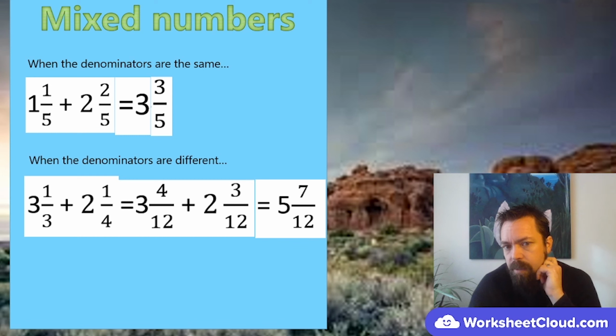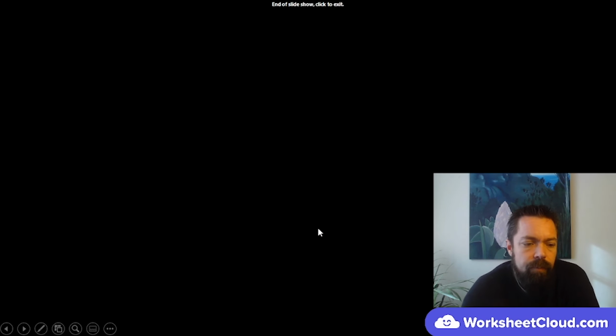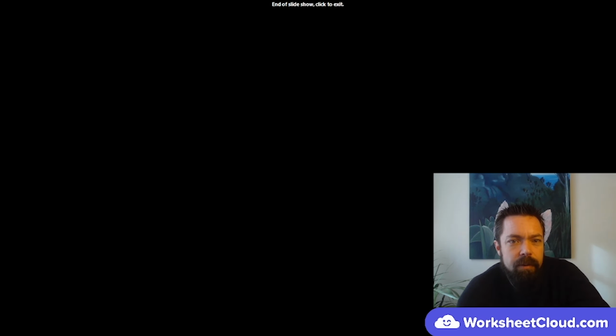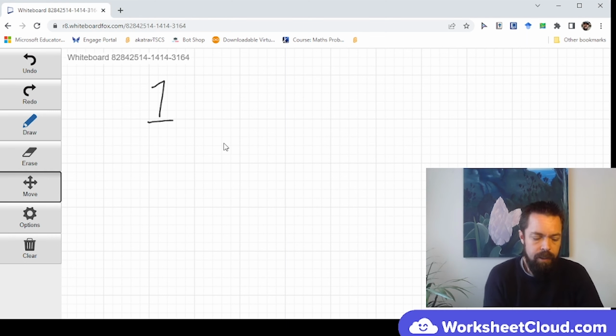Now, I'm going to do some examples with this on the whiteboard, and then we're going to come to where it's a little bit more tricky, and that is the situation where you end up with an improper fraction over here. Jumping back to the whiteboard. Okay, here we are.